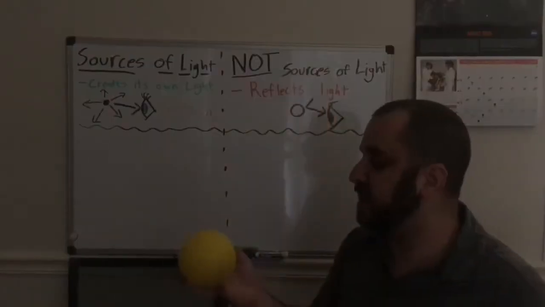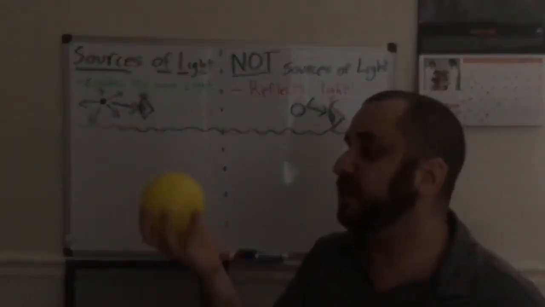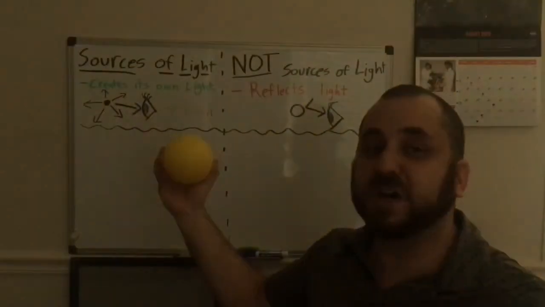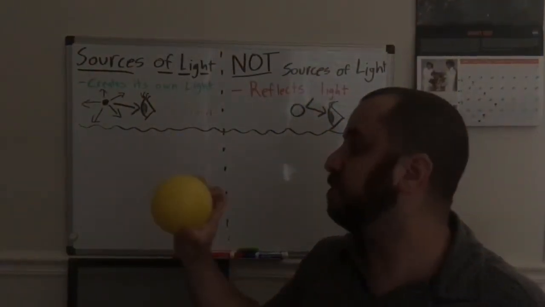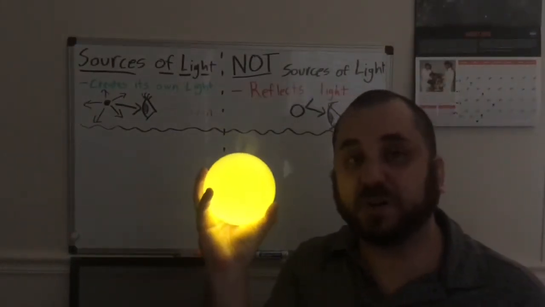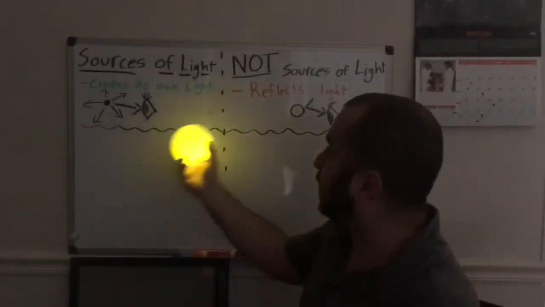This is a yellow ball that's really fun. Right now we can see this ball because it has some light from the room bouncing off of it, or it has my flashlight bouncing off of it, or reflecting off of it. But if I turn it on, now this ball is its own source of light. Now it is creating light, so it becomes a source of light.